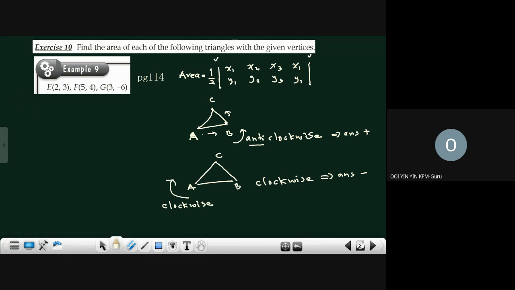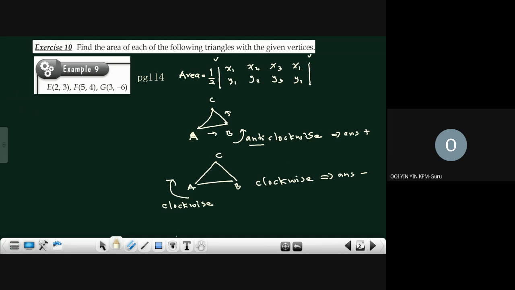Okay, but I just want to tell you, because later you may find out, hey, why sometimes my answer comes out negative, and why sometimes I get positive here? Yes, it's because of the direction. The direction is different. Anti-clockwise will give the answer in positive, clockwise will give your answer in negative. But never mind, because you have this modulus, whatever answer comes out, it will be positive. Please bear that in mind.